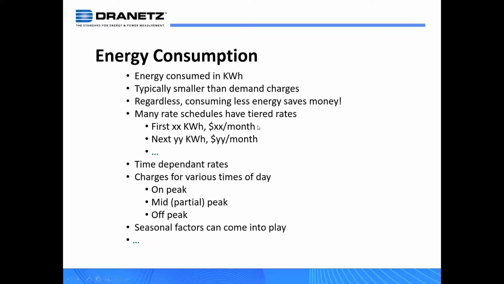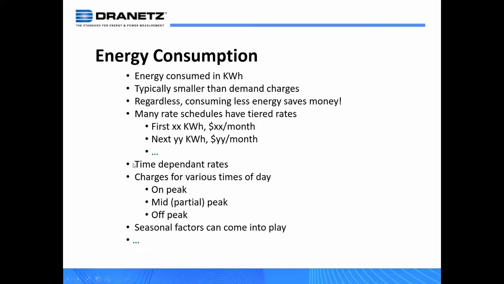So many rate schedules have tiered rates that are time dependent. So it's a variable rate, not only based upon the tiers that you exceed. In other words, the first number of kWh will be a particular cost per month. Then you go into the next tier of kWh, which will be another cost per month, and so forth and so on. But then you also have time-dependent charges.